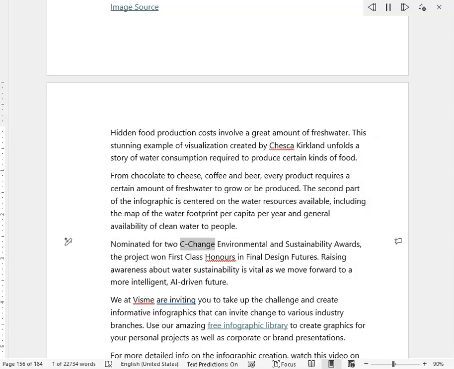Nominated for 2 Sea Change Environmental and Sustainability Awards, the project won first-class honors in Final Design Futures. Raising awareness about water sustainability is vital as we move forward to a more intelligent, AI-driven future.